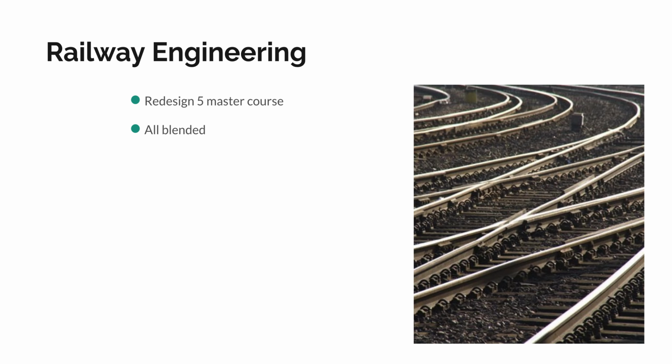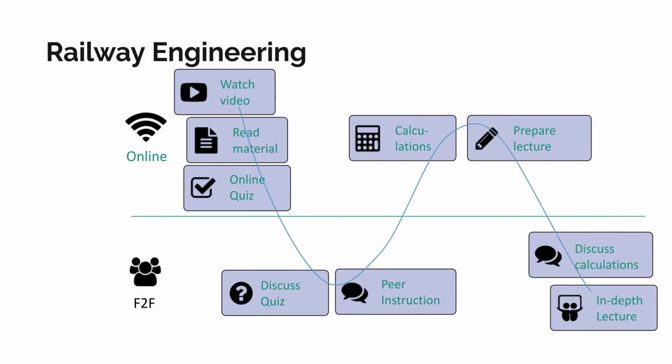A railway engineering professor also redesigned his master's course and made it all blended. And this is how he chose to do his classes. The students would again watch videos, read material and do an online quiz before doing a discussion in class and peer instruction, then back to calculations and preparing the lecture, and back into class to do a discussion of the calculations and an in-depth lecture.